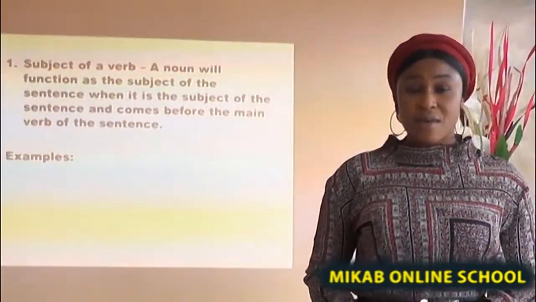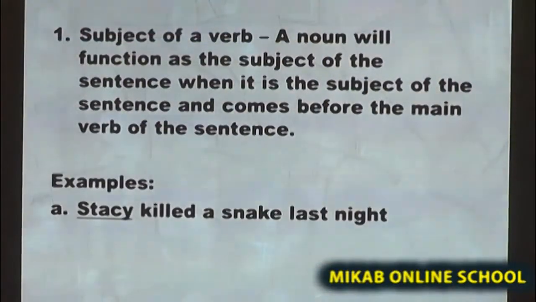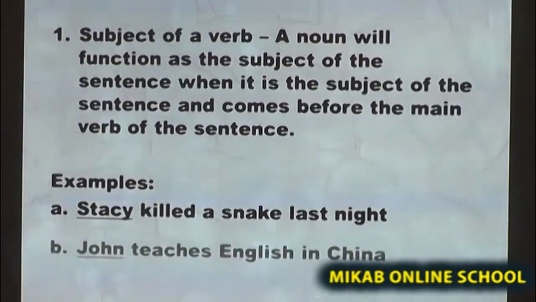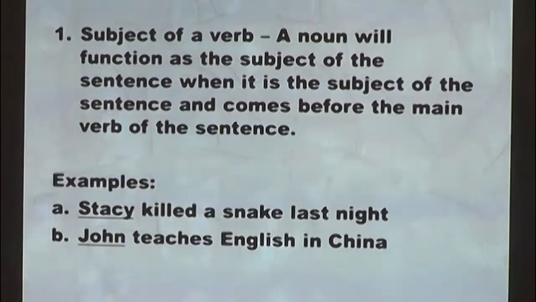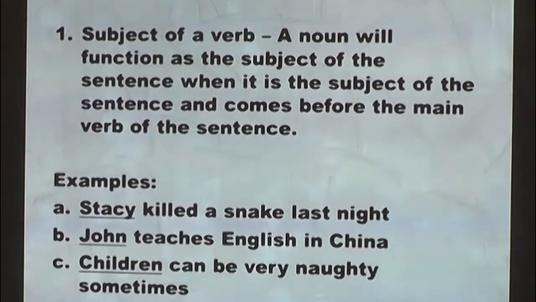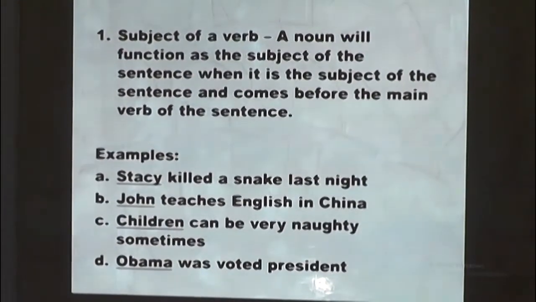A sentence. For example, let us take a look at the following examples. And this will help us to know how it functions very well as what? Subject of a verb. A. Stacy killed a snake last night. B. John teaches English in China. The third one, children can be very naughty sometimes. Then last example, Obama was voted president.